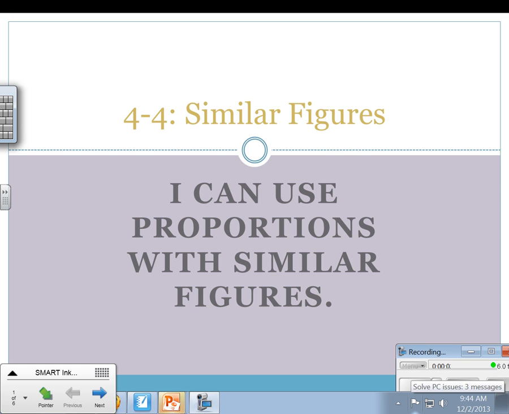In video 4-4, we are going to be looking at similar figures. By the end of the video and work time in class, you should be able to say, I can use proportions with similar figures.